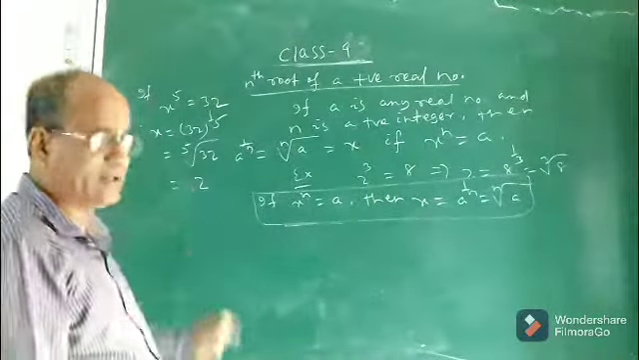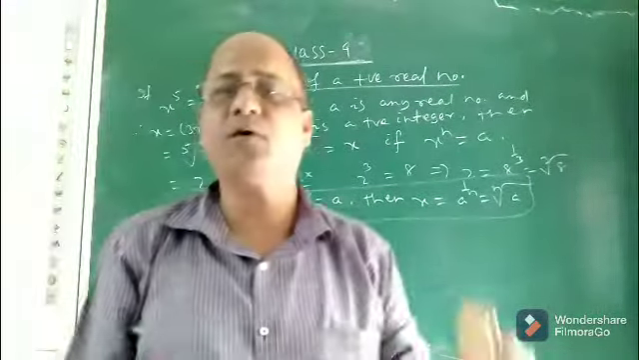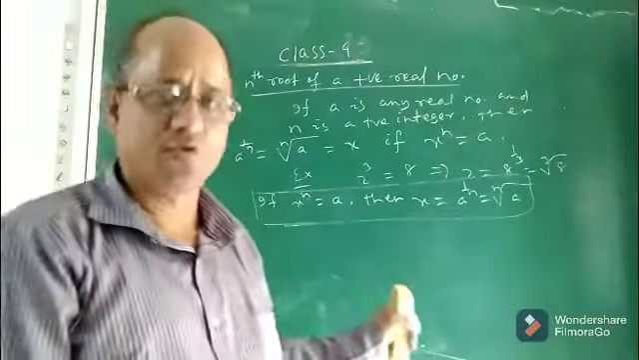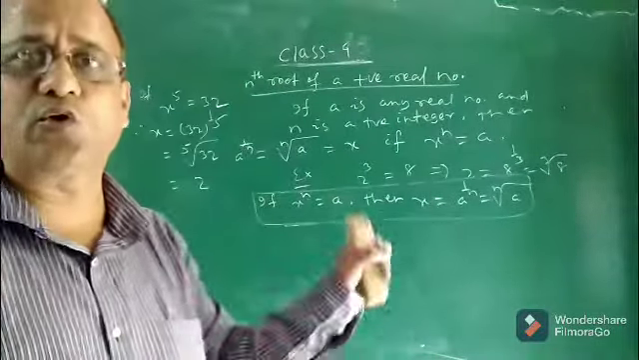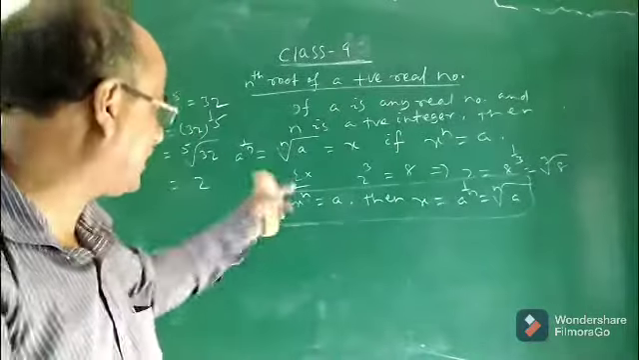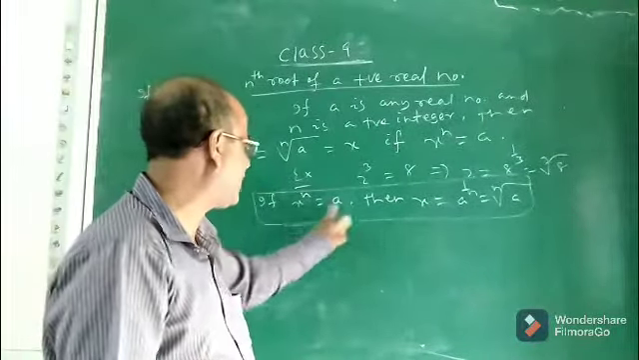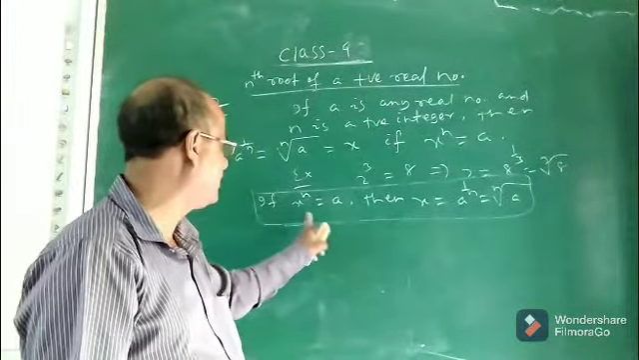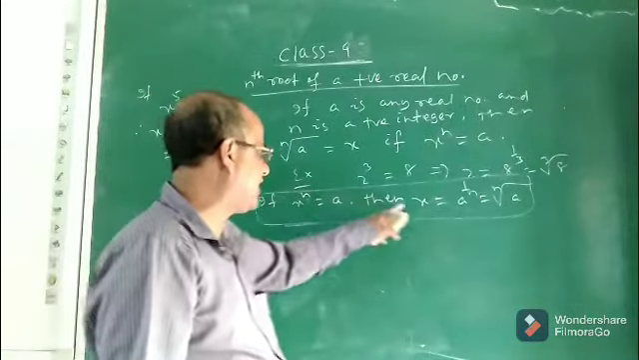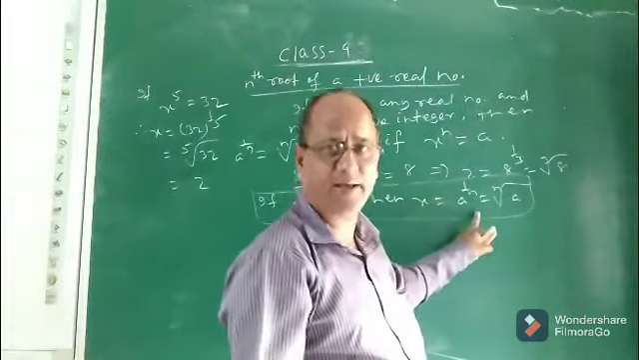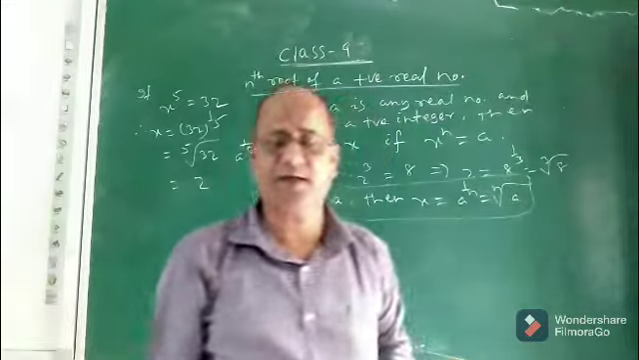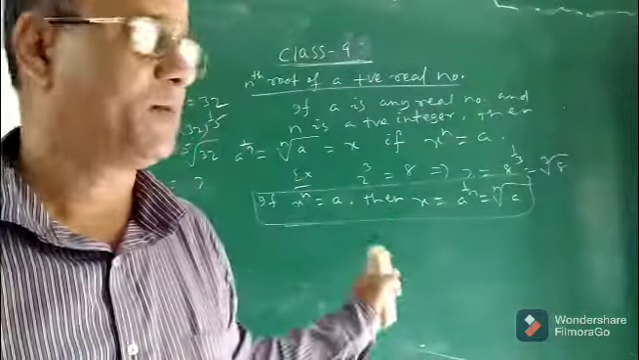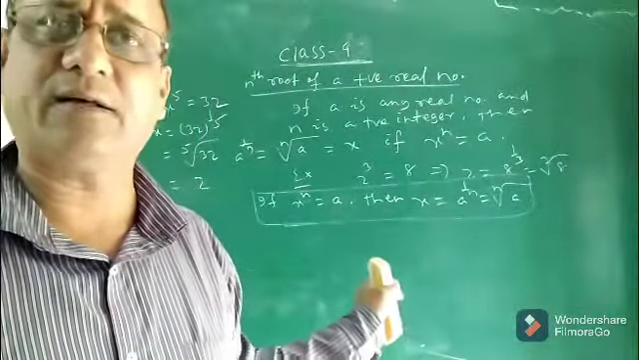I think you understood exponential form, radical form, square root, cube root, fourth root, fifth root, nth root. What is nth root of a positive real number? This formula is very important, children. Please remember, if x to the power n is A, then x is always equal to A to the power 1 by n or nth root of A. We will discuss problems on this concept later in the next class.